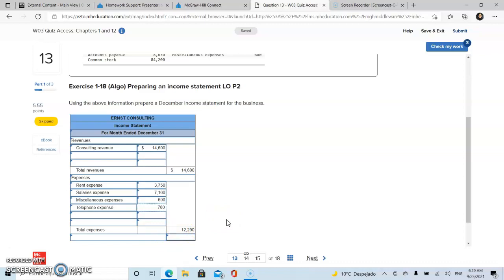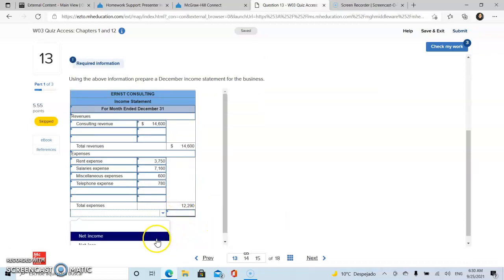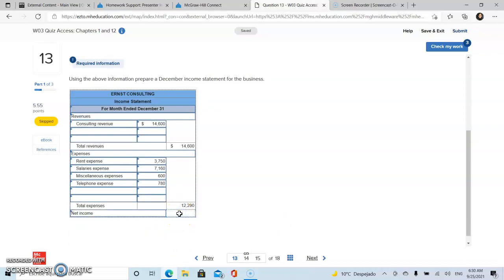Now we proceed to subtract our expenses from our revenues. As we can see, our revenues are greater than our expenses. Therefore, we obtain a net income. If the amounts were contrary, then we will have a net loss. Okay, so it will be our income statement by now. We're gonna need this information later.